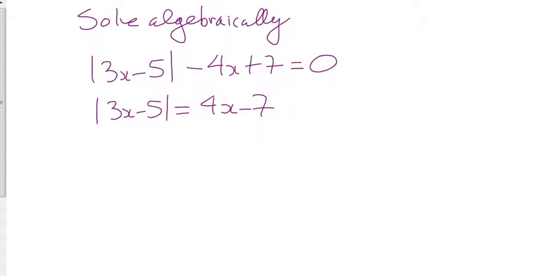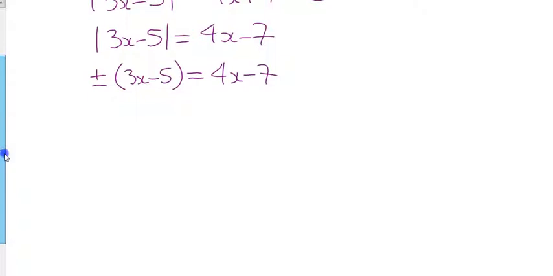But there are two possibilities: plus or minus 3x minus 5 is equal to 4x minus 7. You take the positive of 3x minus 5 and try to solve it for 4x minus 7, and then you take the negative and try to solve it. But then you have to check both answers, because with the absolute value it's easy to introduce extraneous solutions. So we're going to solve two equations.